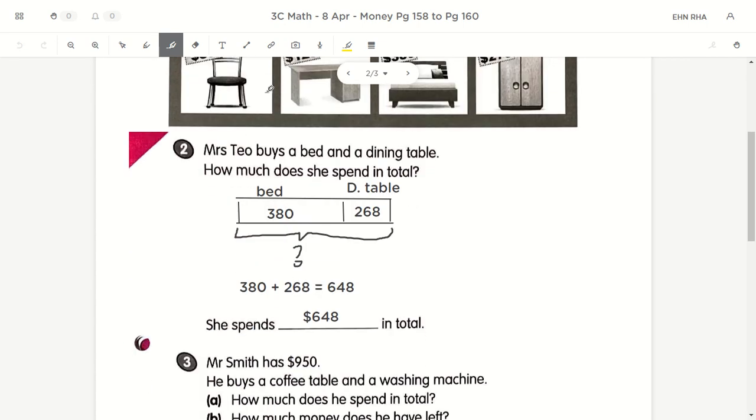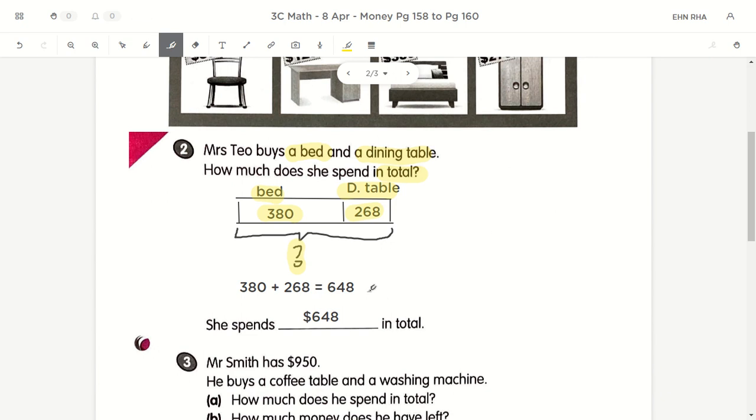Right, so next question. Similarly, I want to buy a bed. I want to buy a dining table. I want to find the total. So the bed costs 280. The dining table costs 268. I want to find the total. Similar to what we saw in question 1.